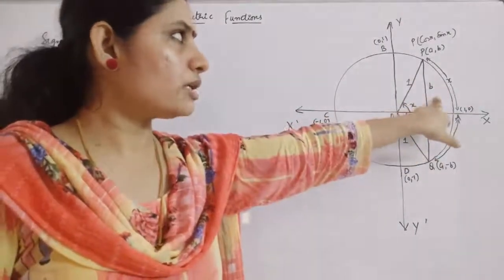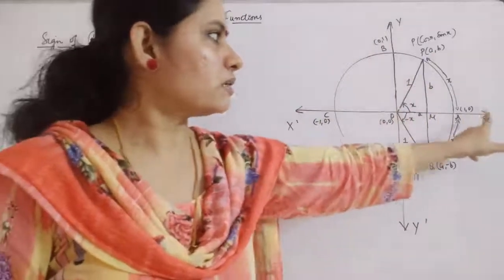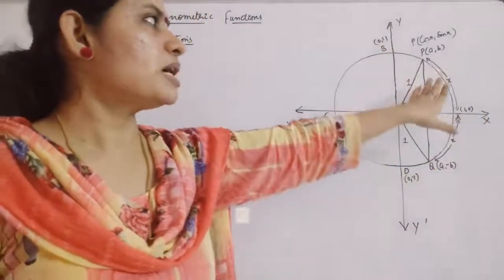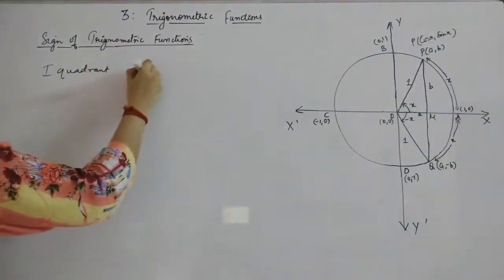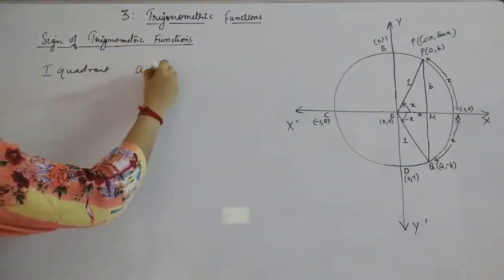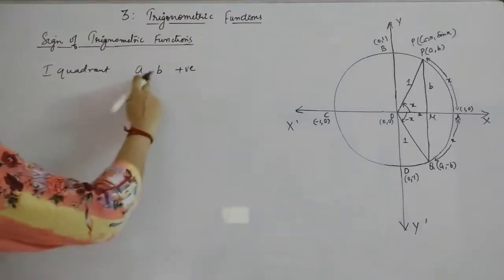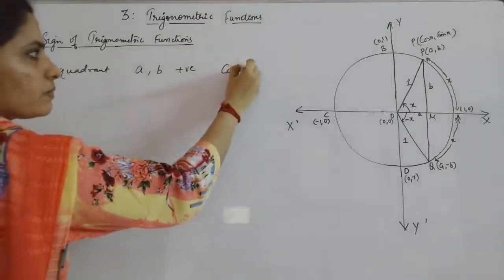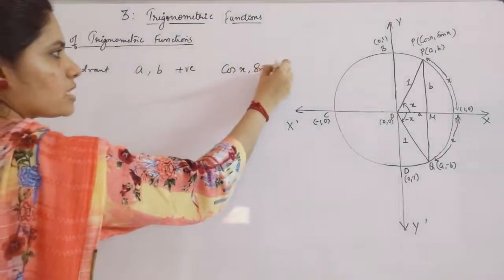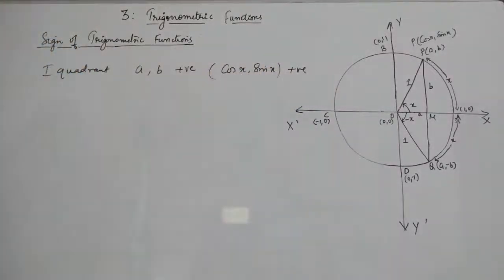So in the first quadrant you can see that your A and B both will be positive. This is your positive x, this is your positive y. That means both the coordinates will be positive in your first quadrant. Now since both are positive, what is the meaning of A and B? A is cos and B is sine. So cos and sine both are positive. Okay, both sine and cos will be positive in the first quadrant, right?